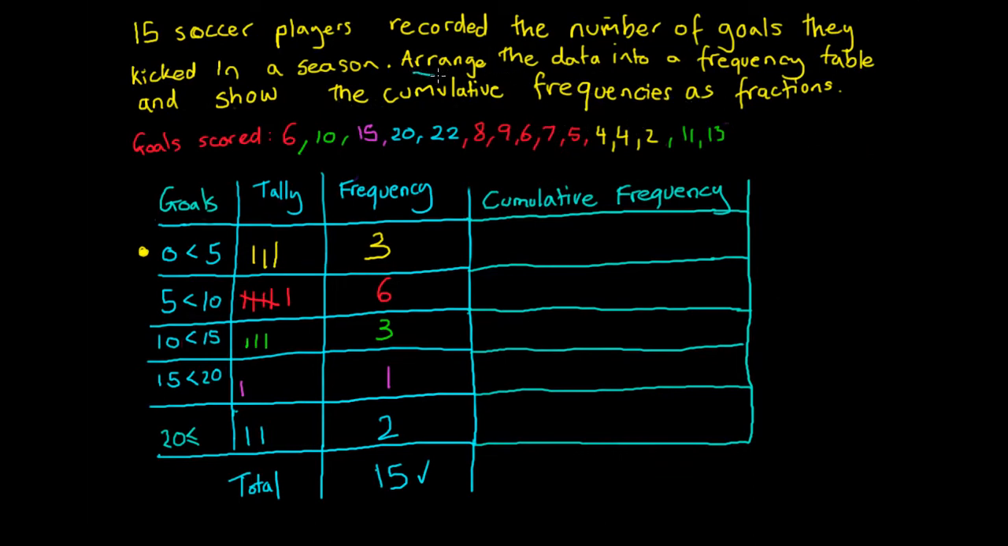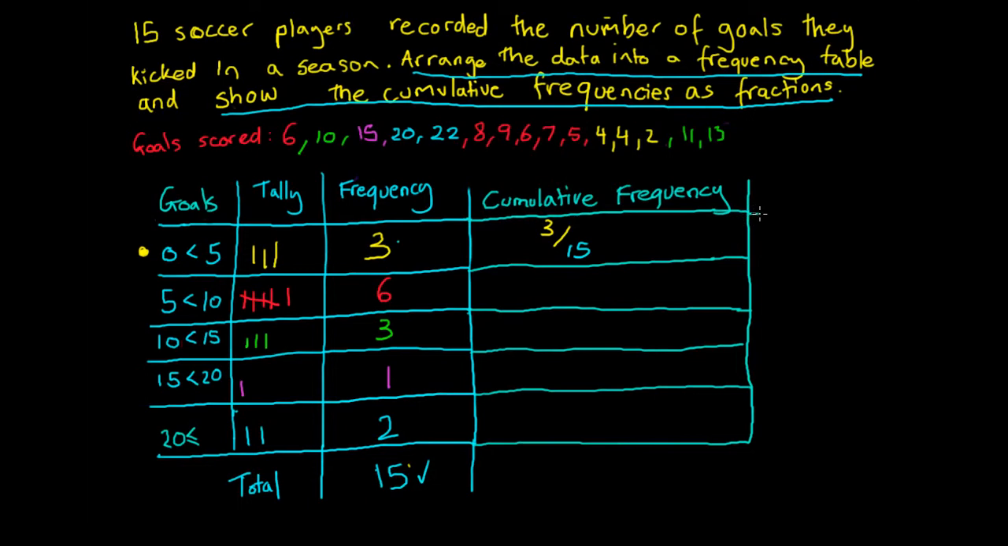So first thing we've done is arrange the data into a frequency table, and now we want to show the cumulative frequencies as fractions. So that's what we have this cumulative frequency column here for. To do this, we take our frequency and divide it by the total number of observations which we had. So we want it in fraction form. So we would have 3 divided by our 15. And this would represent the fraction for the first cumulative frequency bucket.